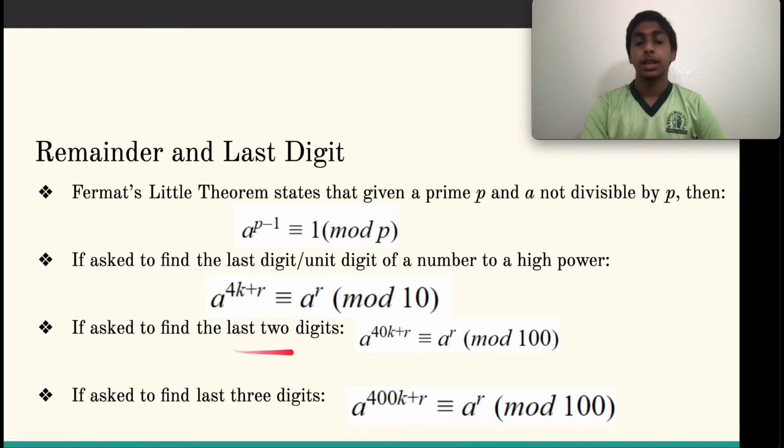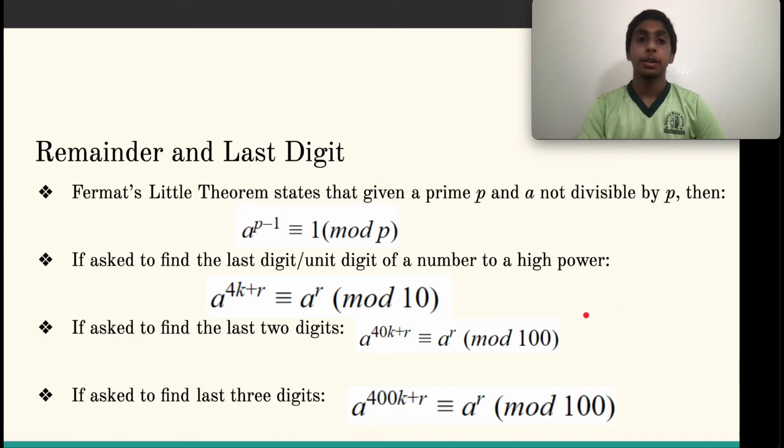Similarly, if you're asked to find the last two digits, it's 40k plus r, and you're going to do mod 100. And then the last three digits, it's going to be 400k plus r, but you're still going to be doing mod 100. Either way, all this is really saying is you're going to be breaking it down, right? If you have a bigger power, you're going to be breaking it down into this form, so you can simplify it to simply a to the power r, and then based on that, you can calculate a to the power r mod 100 or mod 10, and you find your last digit, last two digits, last three digits, and so on.